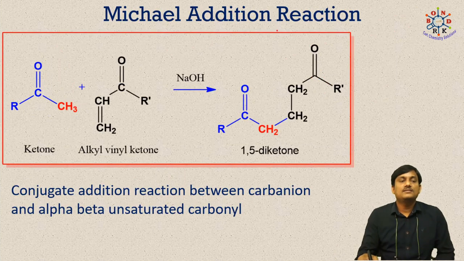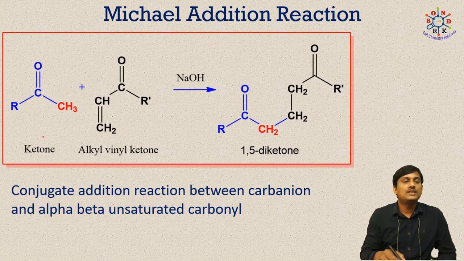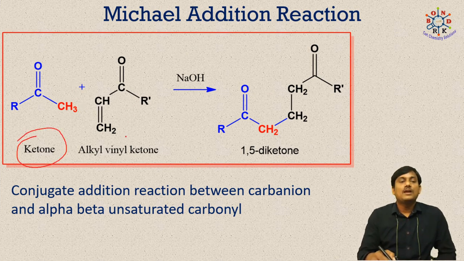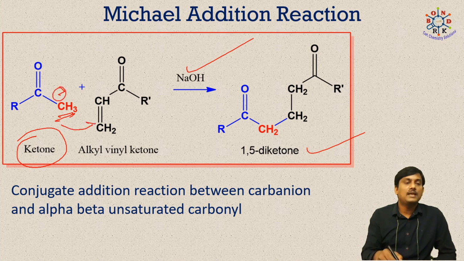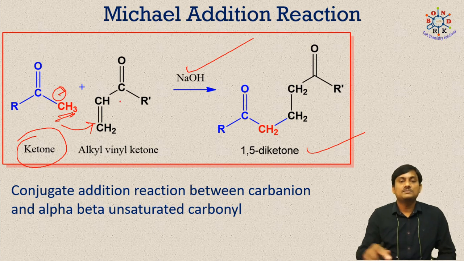Michael addition reaction. It is the reaction between a ketone with an acidic proton and alkyl vinyl ketone. It's a conjugate addition reaction between carbanion and alpha beta unsaturated carbonyl in the presence of base. In this reaction, there is a formation of 1,5-diketone. Simply, here there is a formation of CH2 minus. The CH2 minus adds at the C=C position.